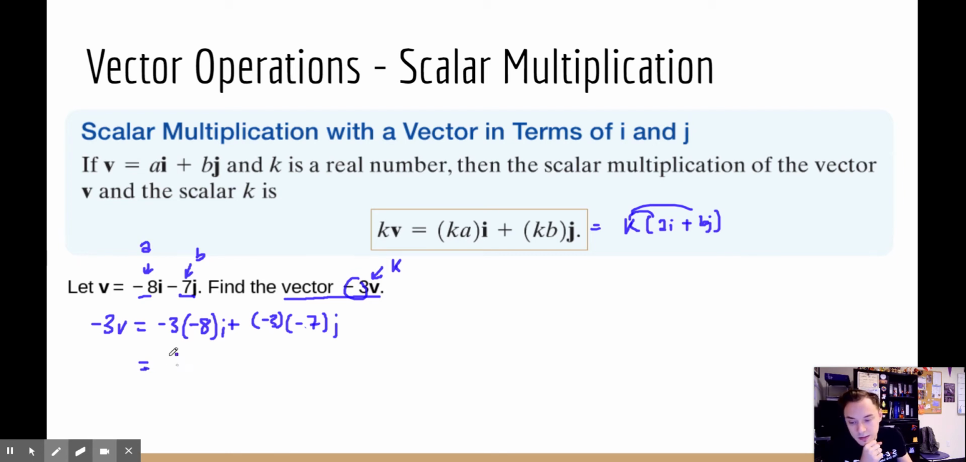So what does this equal? This equals 24i and then plus 21j. All right, so that is my blown up or scaled vector.